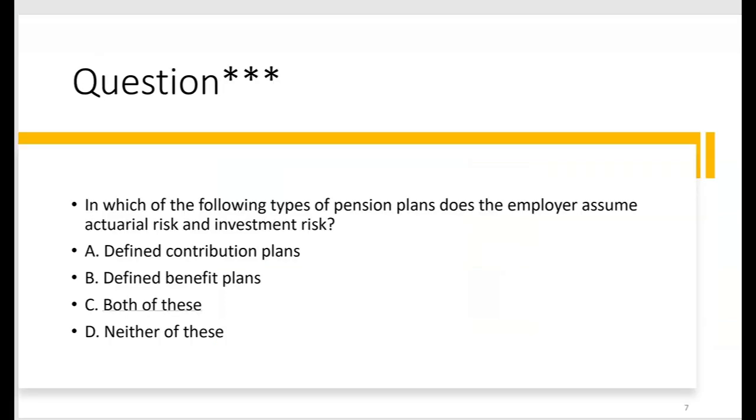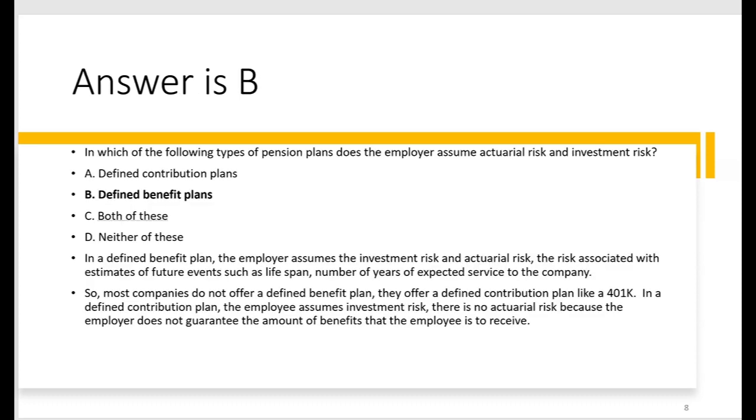So what if they ask you this: in which of the following types of pension plans does the employer assume actuarial risk and investment risk? And that would be the defined what? That would be the defined benefit plan, letter B. So in a defined benefit plan, the employer assumes the investment risk, the actuarial risk also. The risk associated with estimates of future events, such as lifespan, number of years of expected service to the company, those are actuarial risks. Investment risk is the risk that the money didn't grow enough by being invested in this or that, and so the employer has to make up the difference. That's investment risk.